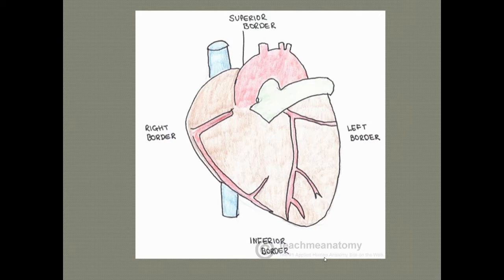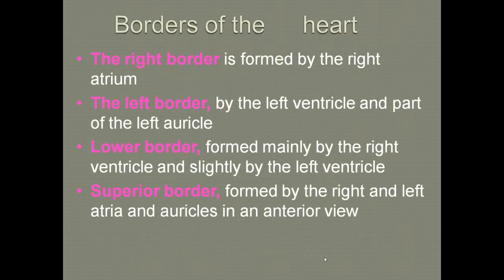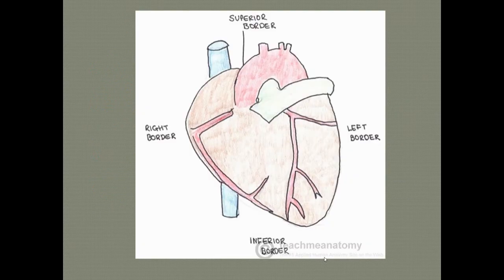So you can see here, the right border is the right atrium, the left border is the left ventricle and part of the left auricle, and the superior border is the right and left auricle. So the right and left auricle form the superior border, and we can see this in the anterior view.